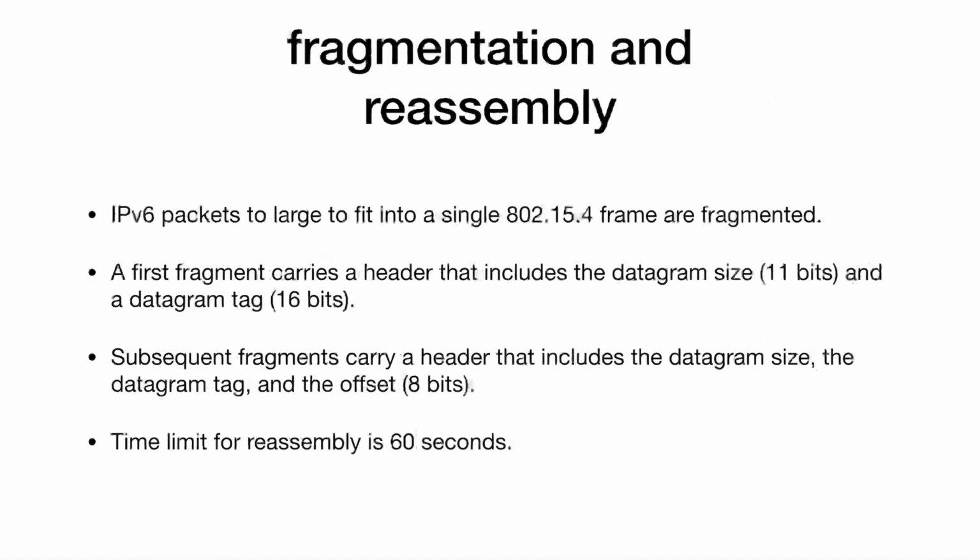In that case, what happens? IPv6 packets too large to fit into a single frame are fragmented. The first fragment carries a header that includes a datagram size of 11 bits and a datagram tag of 16 bits. So totally around 27 bits will be used. Subsequent fragments carry a header that includes the datagram size, the datagram tag and the offset. Again 8 bits are used.